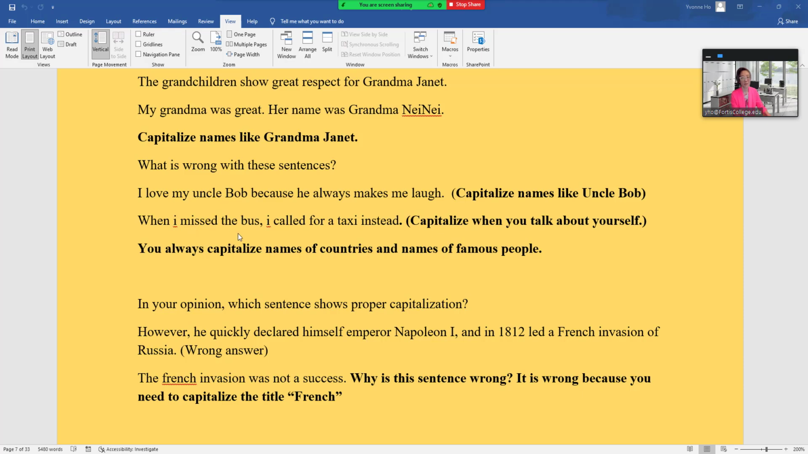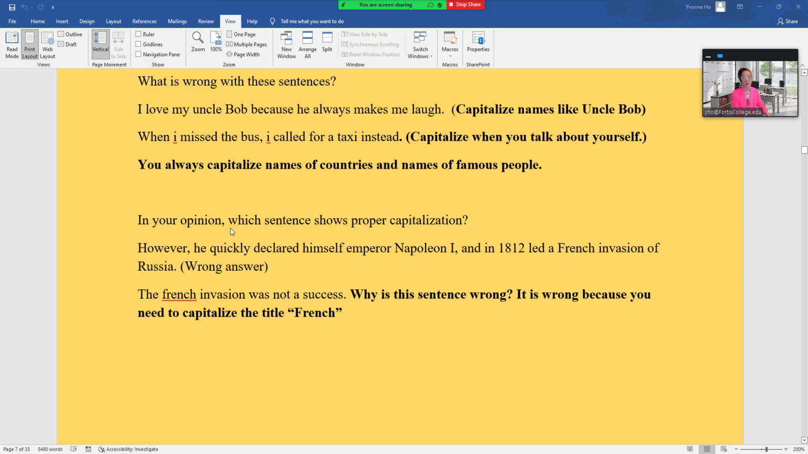When I missed the bus, I called for a taxi instead. So here I needs to be capitalized. You always capitalize names of countries and names of famous people. Well, people in general. In your opinion, which sentence shows proper capitalization? However, he quickly declared himself Emperor Napoleon I, and in 1812 led a French invasion of Russia.